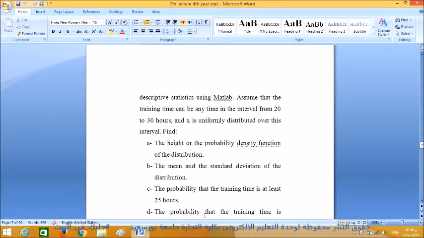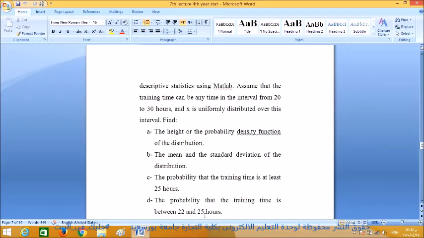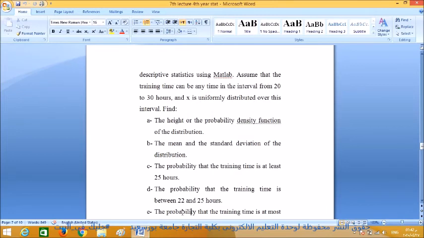The probability that the training time is between 22 and 25 hours. This is the limitation, assuming that 22 is C and 25 is D. So (D minus C) divided by (B minus A), which is (25 minus 22) divided by (30 minus 20). Okay, this is the probability computed by hand.